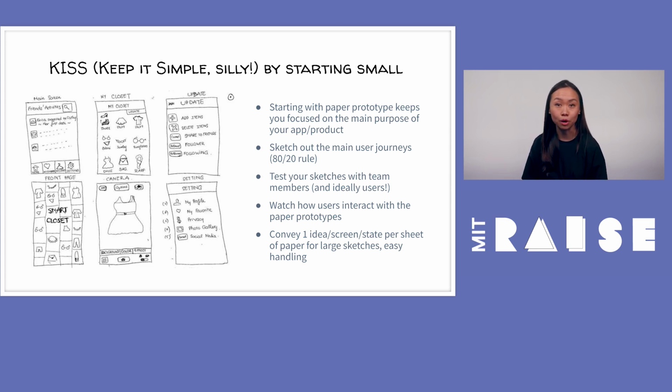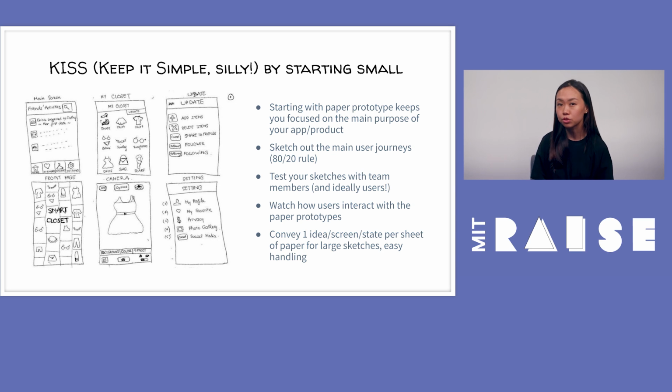I recommend you start with paper prototypes, which again means just sketching with pen or pencil on paper the main screens that you want in your app or your project. You might want to follow the 80-20 rule, which means that probably 80% of the use cases are satisfied by maybe 20% of the screens.